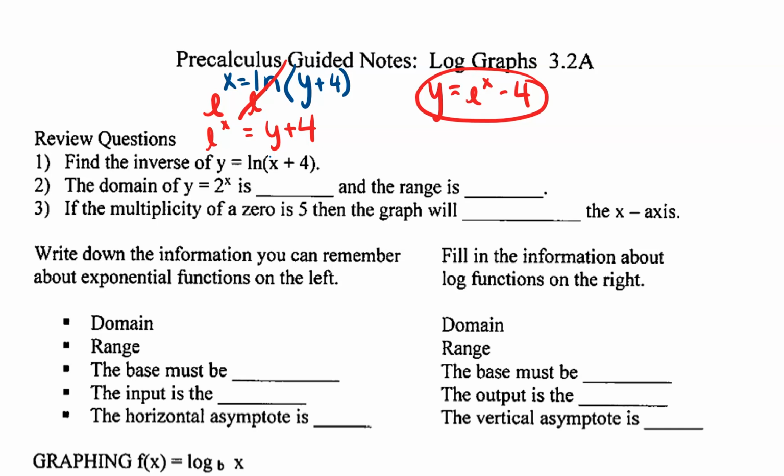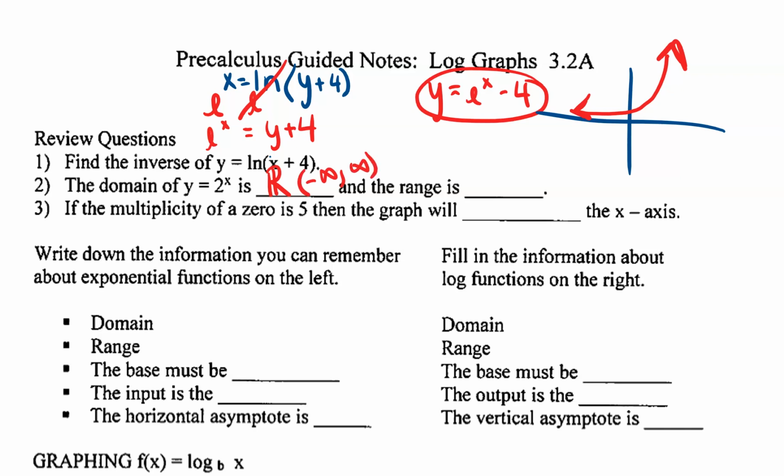Number 2, the domain of y equals 2 to the x power. So you need to know what shape this graph looks like. It's an exponential function, so it'll look like this. Domain is how far left and right it goes. It goes forever to the left, and it goes forever to the right. So it is all real numbers, or you could write this as negative infinity to positive infinity.